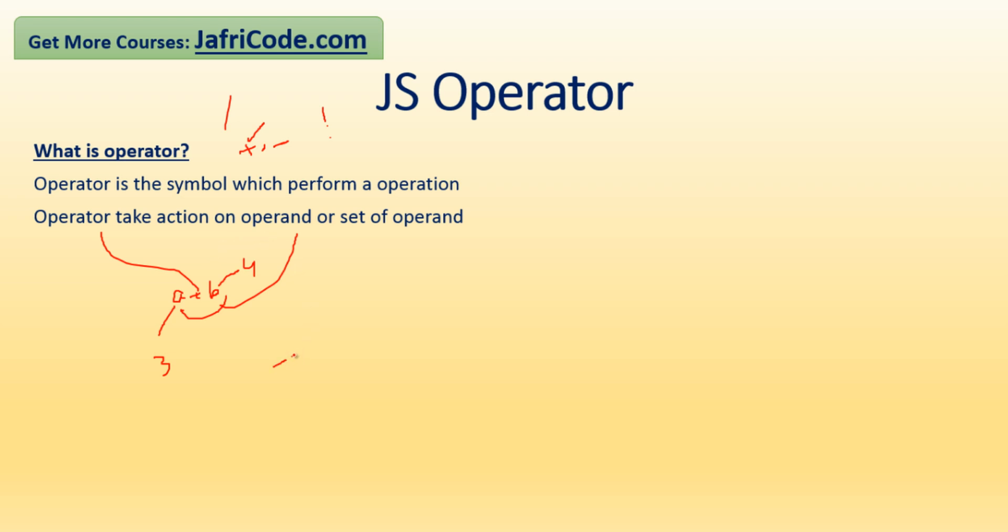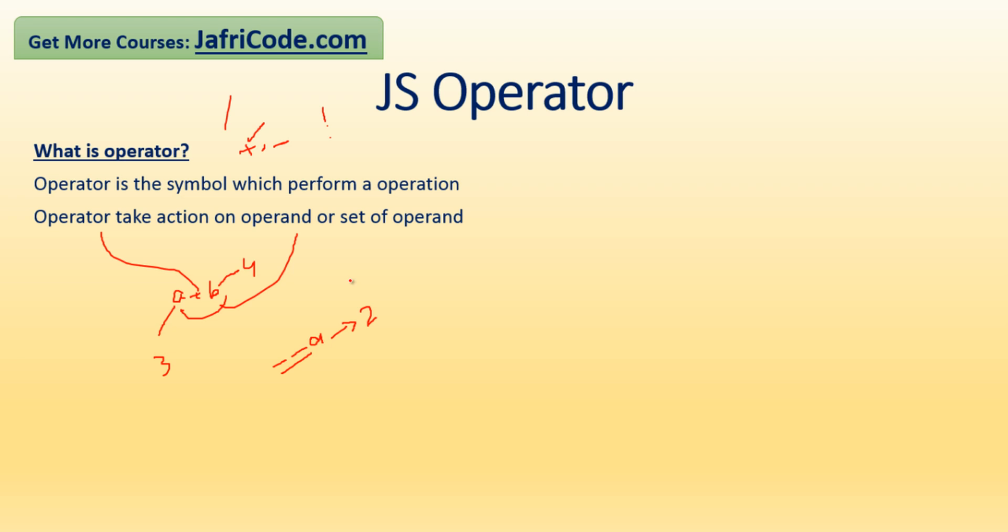For example, two subtraction symbols and write a here. It means you are decrementing the value of a. If a has a value of 3, applying this operator means you are decrementing one from a, so its value will become 2. So this is the function of an operator you can perform on any variable or any operand.